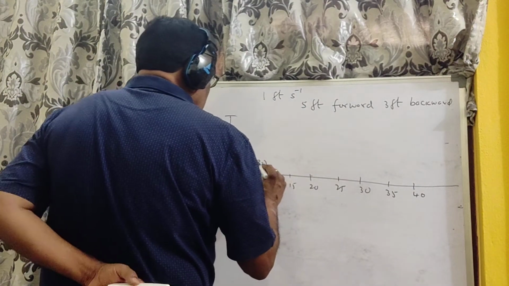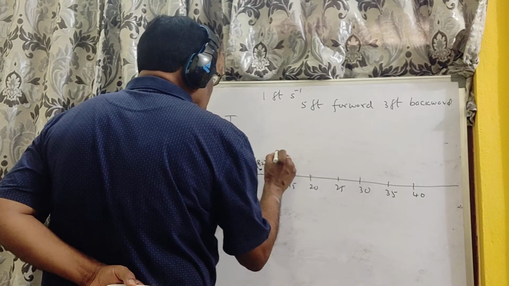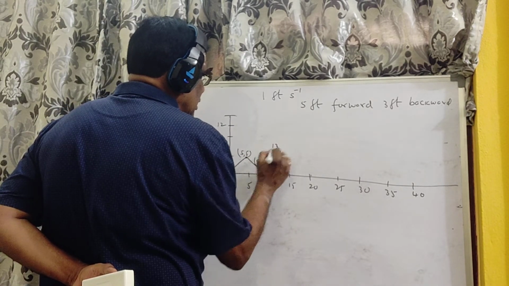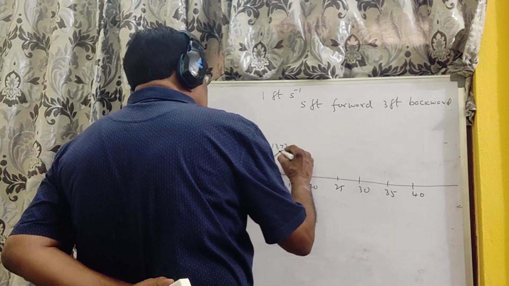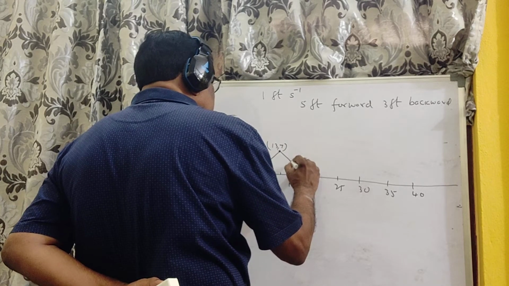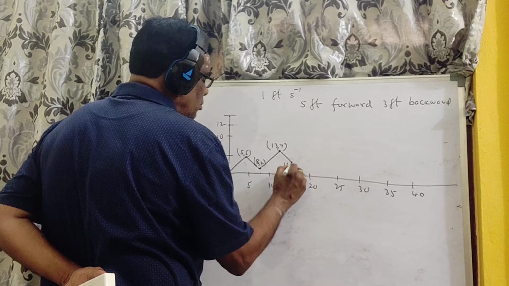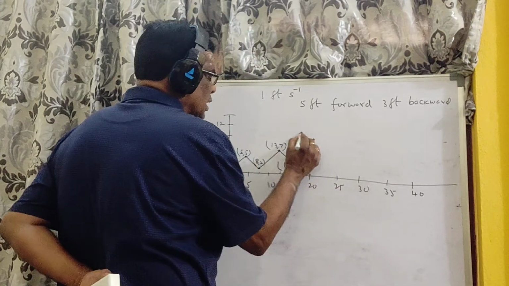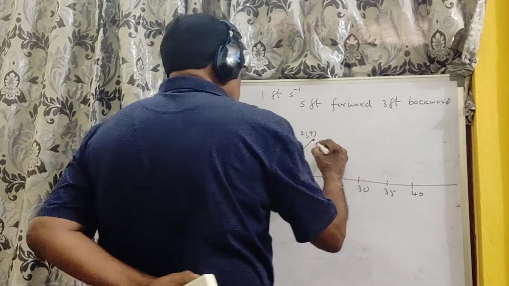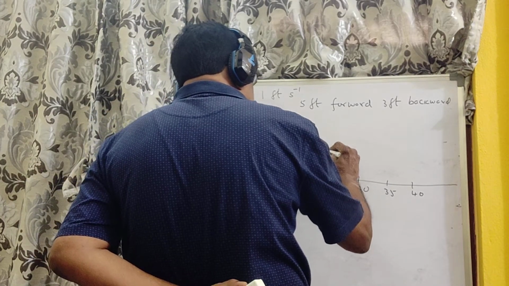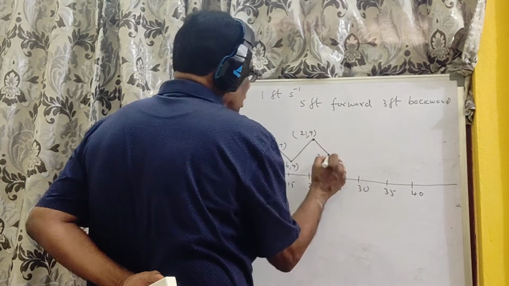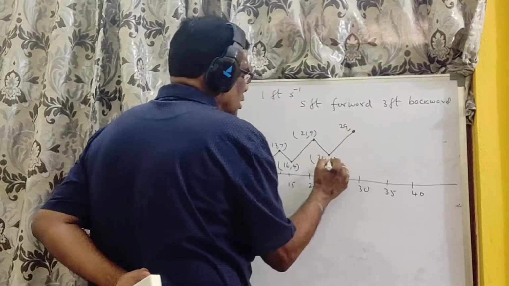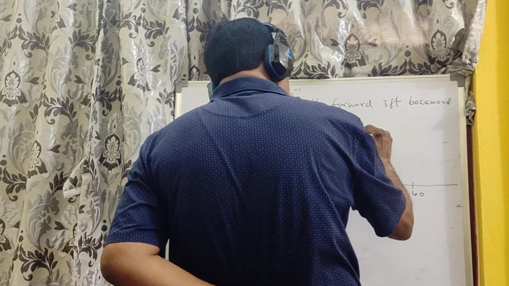Now again, what will happen? 8, 13, and then you have 7. So, 13 seconds, 7 feet. And similarly, 16 seconds, 3 feet backwards, therefore this is 4. Now this is 21 seconds; 4 plus 5 is 9. Now 3 feet backwards, therefore this is 24 seconds and 6 feet. Next 29 seconds, 6 plus 5 is 11 feet. Now 3 backwards, 8.